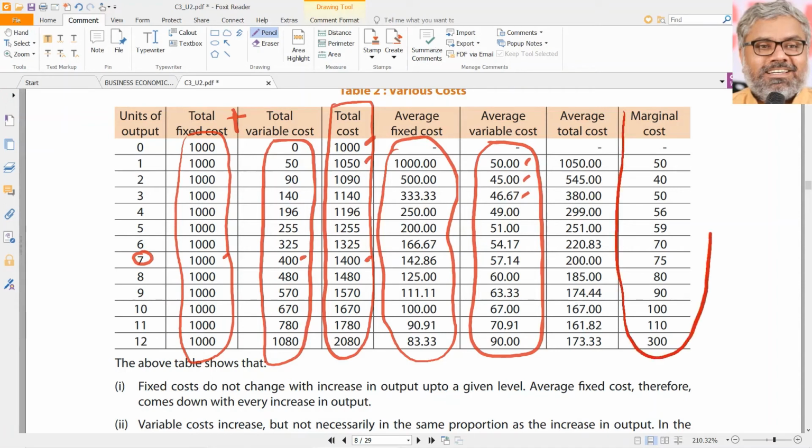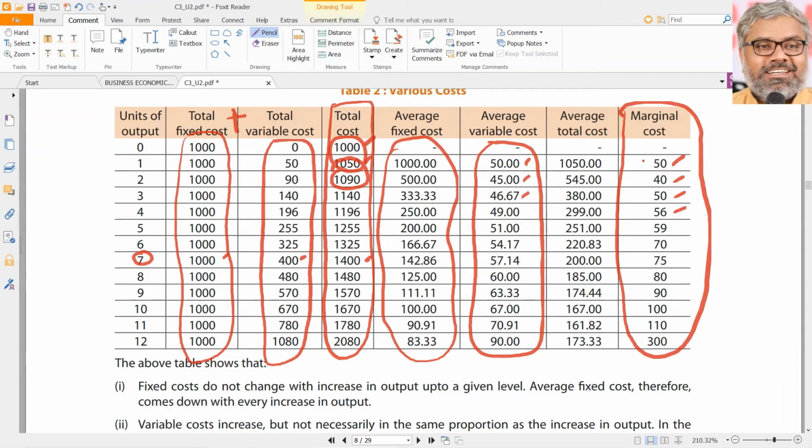Marginal cost is what? That is the addition in the total cost due to one additional unit. So marginal cost of 0 unit anyway will not be there. For first unit, how much was the marginal cost? From 1000 it has become total cost of 1050. Difference between these two is the marginal cost, which is 50. Then difference between these two is 40, like that. 1090 to 1140 means once again 50.